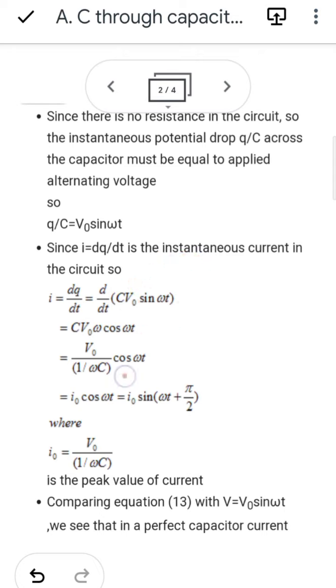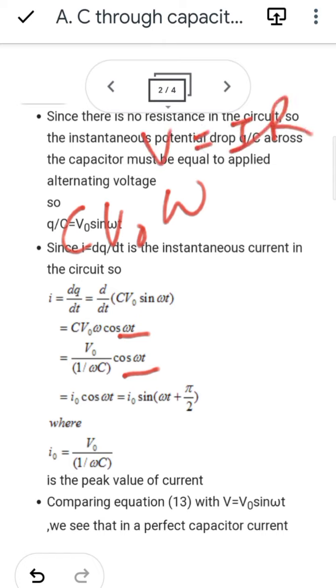So you can see over here, this one is the cos omega t, it is the same. Now V0 of omega C, we know that V is equal to I into R. That one is the formula which is given by Ohm's law. So what is the value of I? I is equal to V upon R.